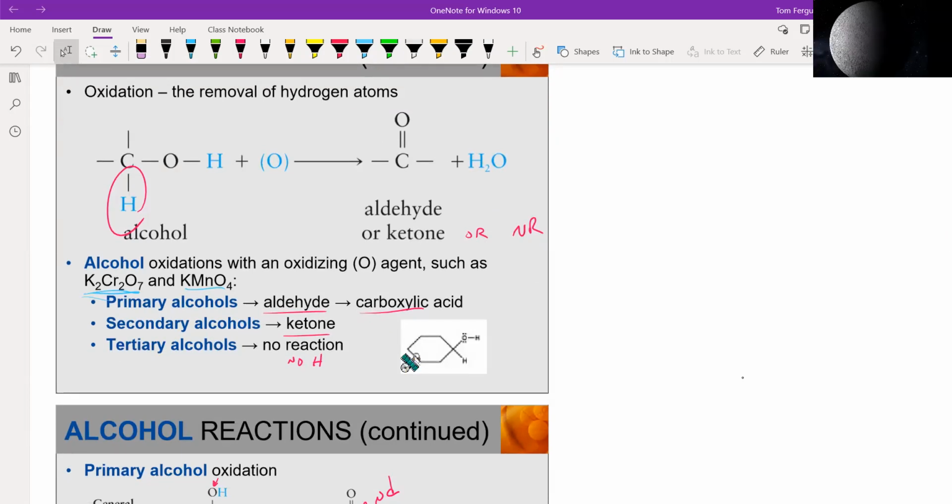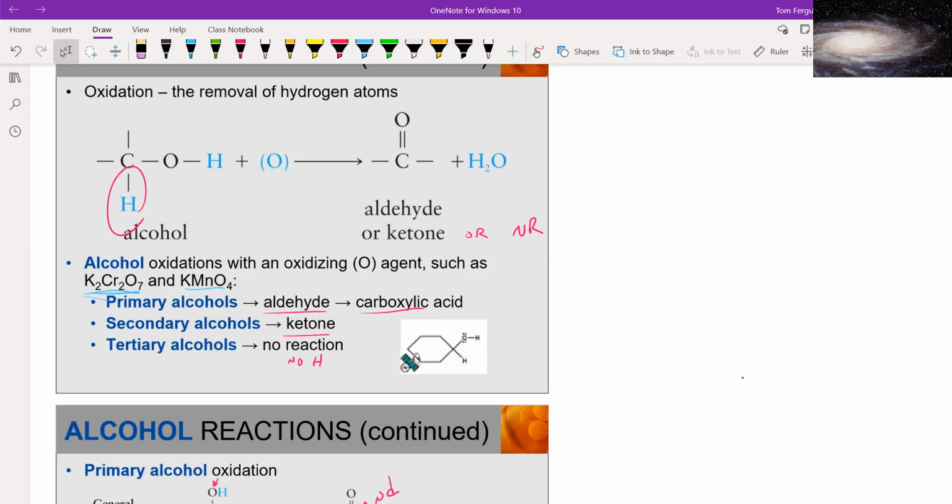Back in 305, I'm sure you talked about oxidation and reduction. And you probably learned that oxidation is the loss of electrons. Reduction is the gaining of electrons. Same thing happens in OChem, except we don't talk about electrons, we talk about hydrogens. So oxidation in OChem is the loss of hydrogens. Reduction is the gaining of hydrogens.